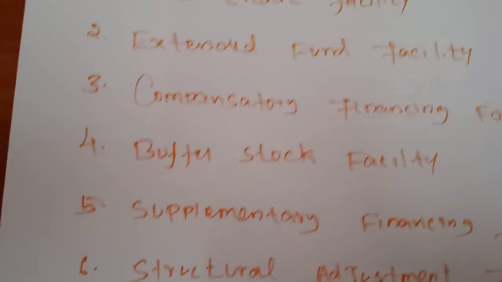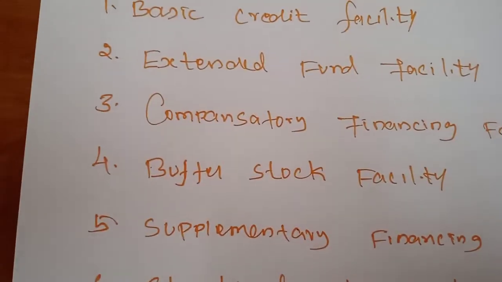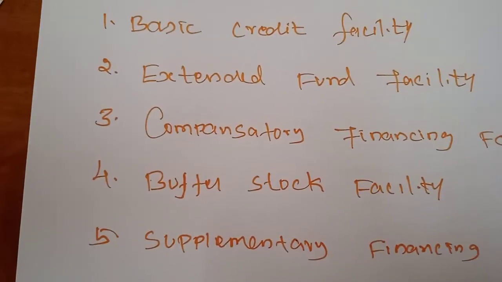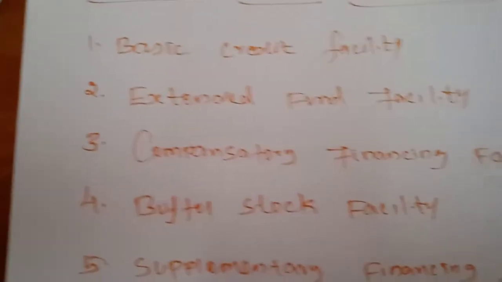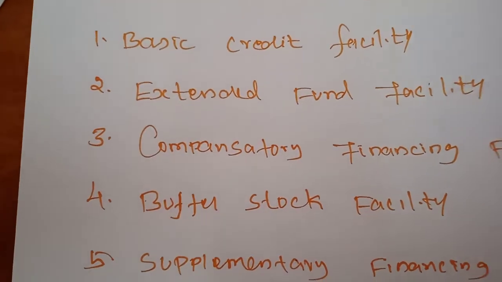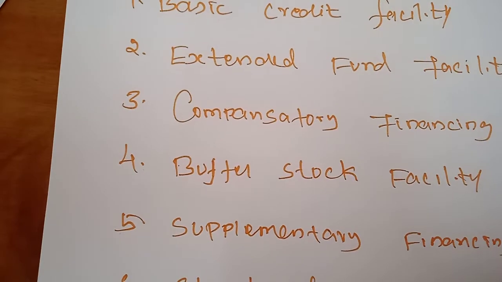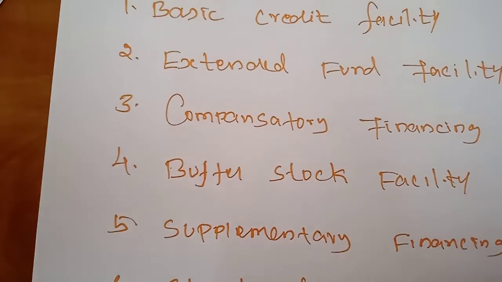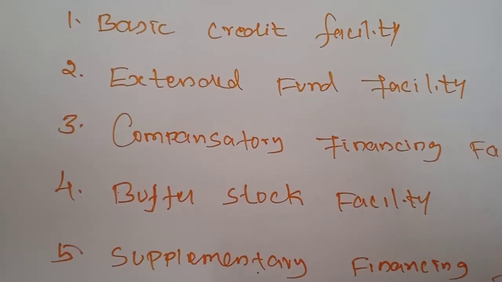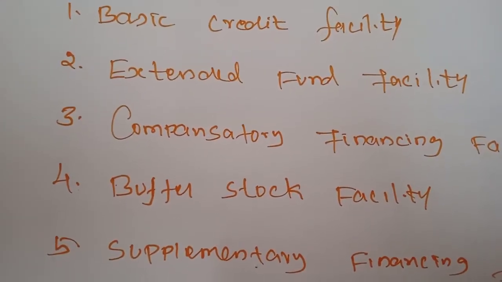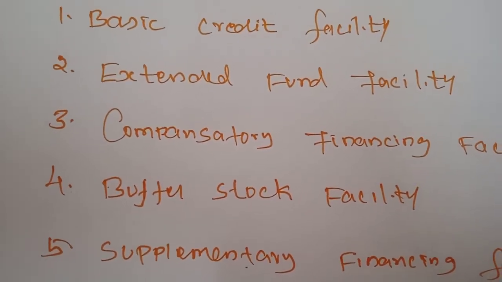A member nation can purchase from the fund other currencies or special drawing rights in exchange for its own currency. The loan is repaid when the member repurchases its own currency with other currencies or special drawing rights. A member can unconditionally borrow from the fund in a year an amount equal to 25% of its quota.